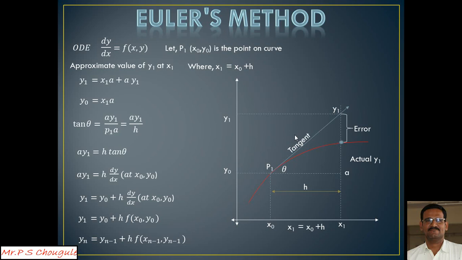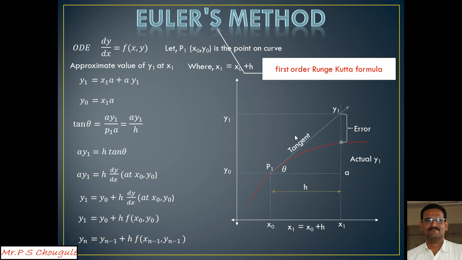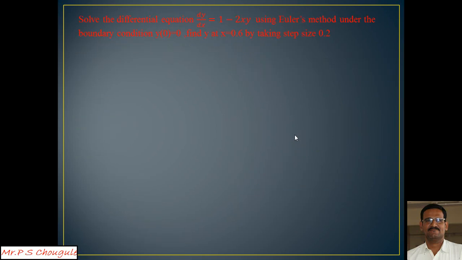Now we move towards one example which will clear the concept of how to apply this Euler's formula. The same formula, Euler's method, we can also call the first order Runge-Kutta formula. So here is the example. Solve the differential equation dy upon dx is equal to 1 minus 2xy using Euler's method. Under the boundary condition y at 0 is equal to 0, find y at x is equal to 0.6 by taking step size 0.2.